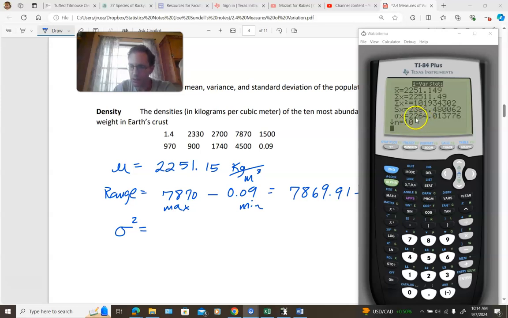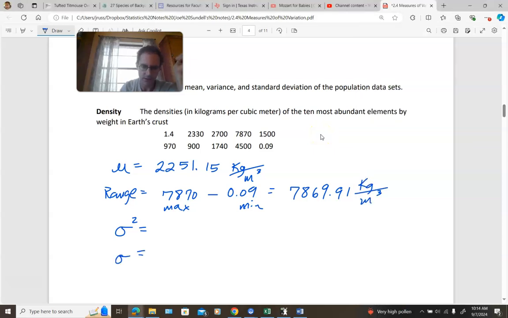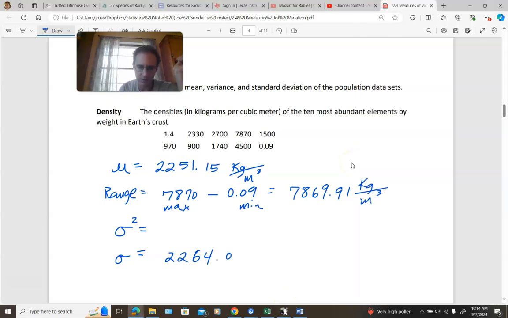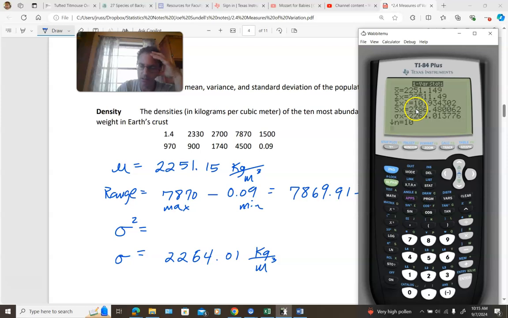And it tells us what it is right here. It is 2,264. I'm going to go ahead and write down sigma, 2,264.01, going to 2 decimal places. And this would be in kilograms per cubic meter, because remember the standard deviation is in the same unit as the actual data values. Now the variance, the calculator doesn't give us the variance, okay?